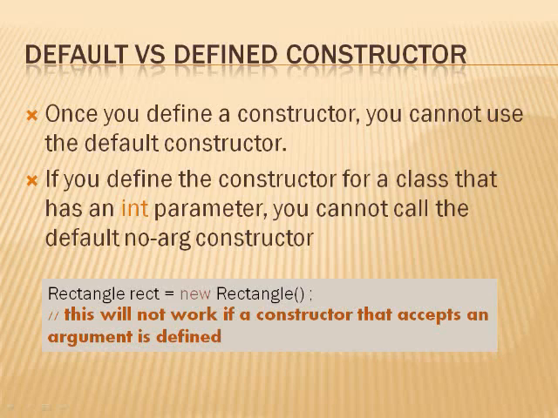Default versus defined constructors. Once you define a constructor, you cannot use the default constructor. If you define the constructor for a class that has an int parameter, you cannot call the default no-arg constructor. In the example below, Rectangle rect is declared equal to new Rectangle. There are no parameters passed to the Rectangle constructor. This call will not work if a constructor that accepts an argument is already defined.